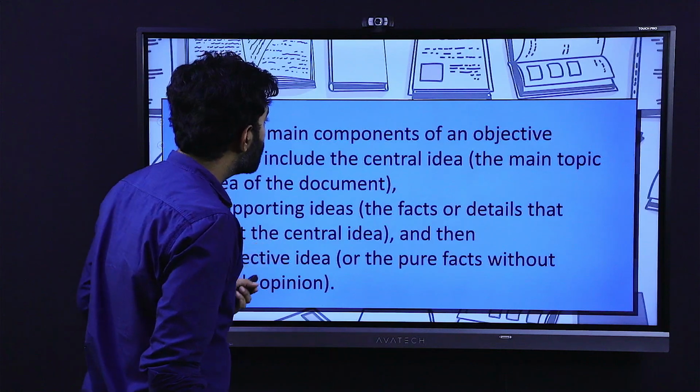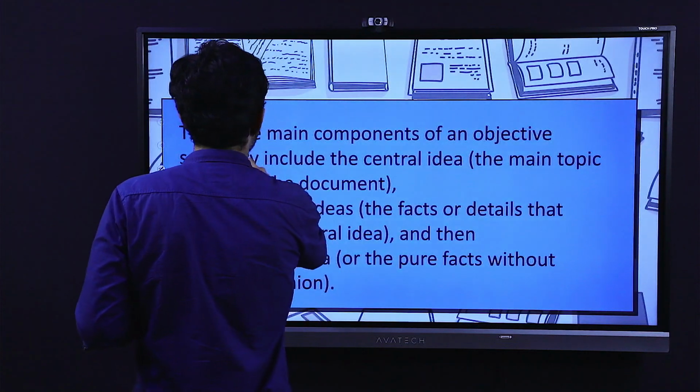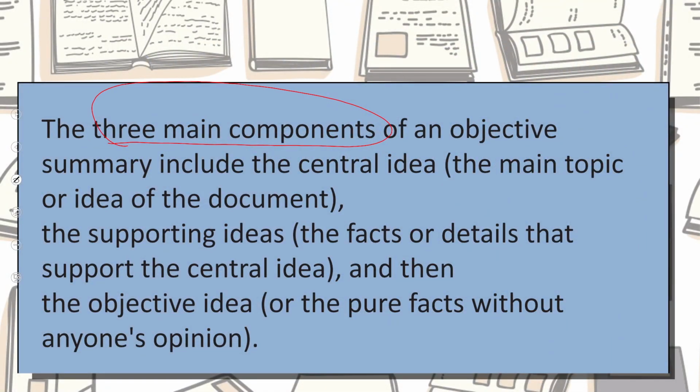Now, when we are talking about writing an objective summary, there are three main components which make up a summary. The first is the central idea, which includes the main topic or idea of the document or any text. The central idea is the message that is spread all over the text. We are going to extract it and mention it so that we are aware of the purpose of writing this text by the author.